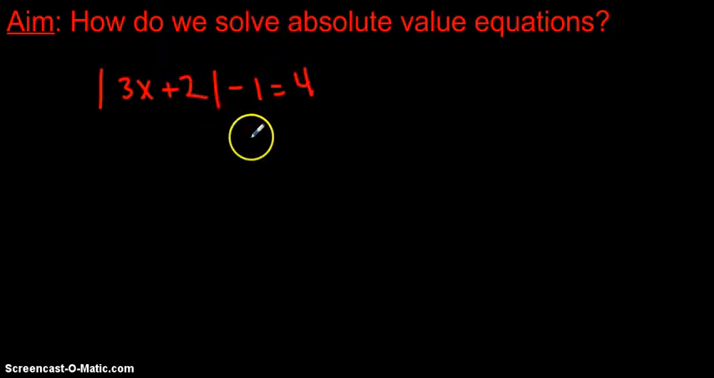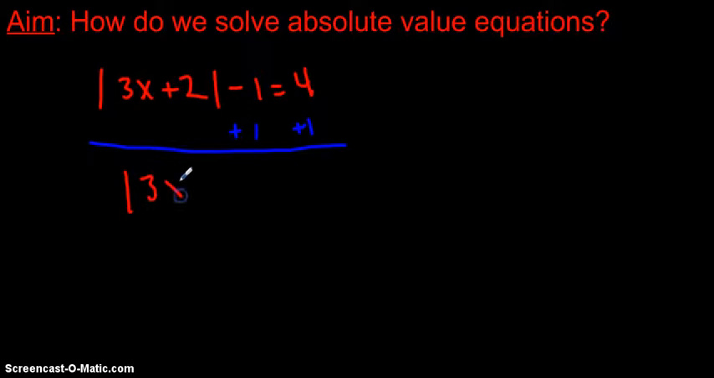So the first thing you want to do is isolate the absolute value. So we're going to add 1 to both sides, which is going to put us right back where we started, but at least it touches on this idea that you'll want to isolate the absolute value.